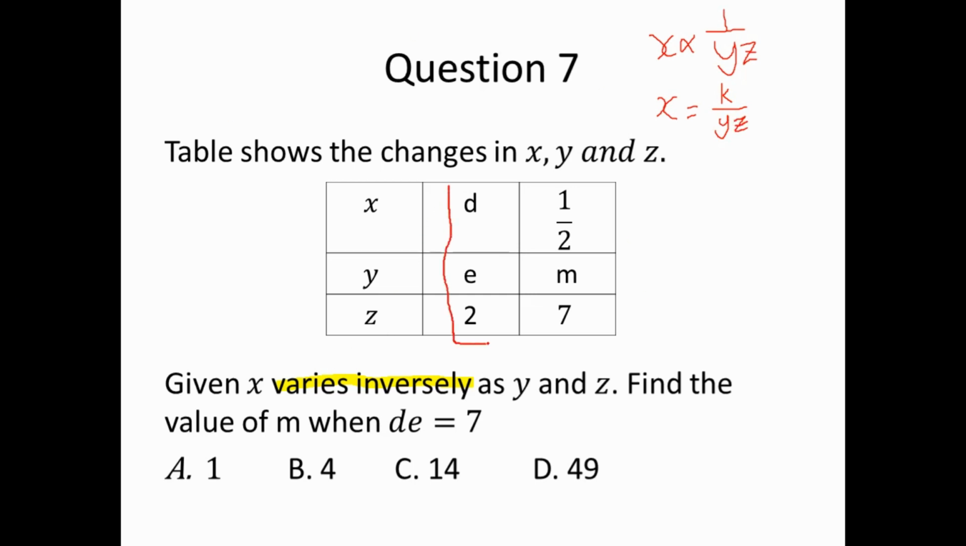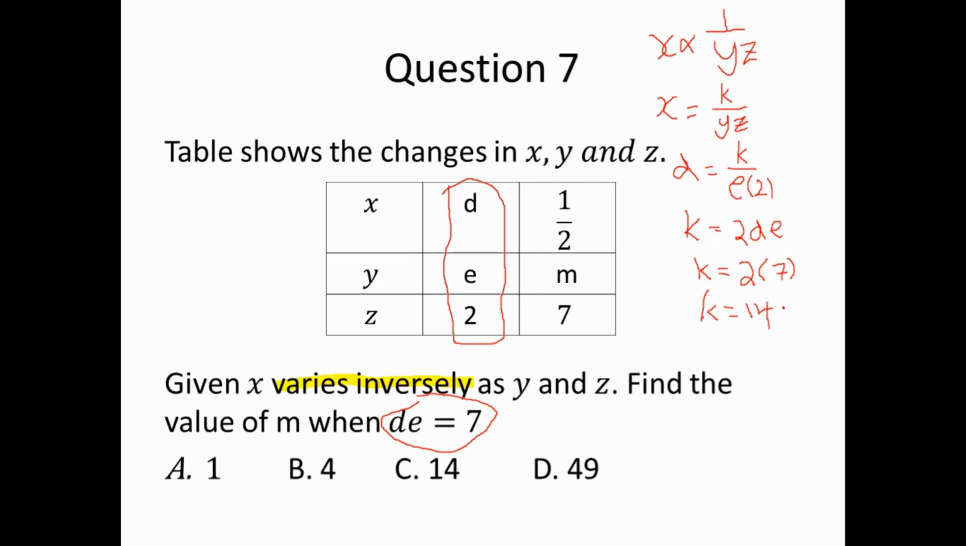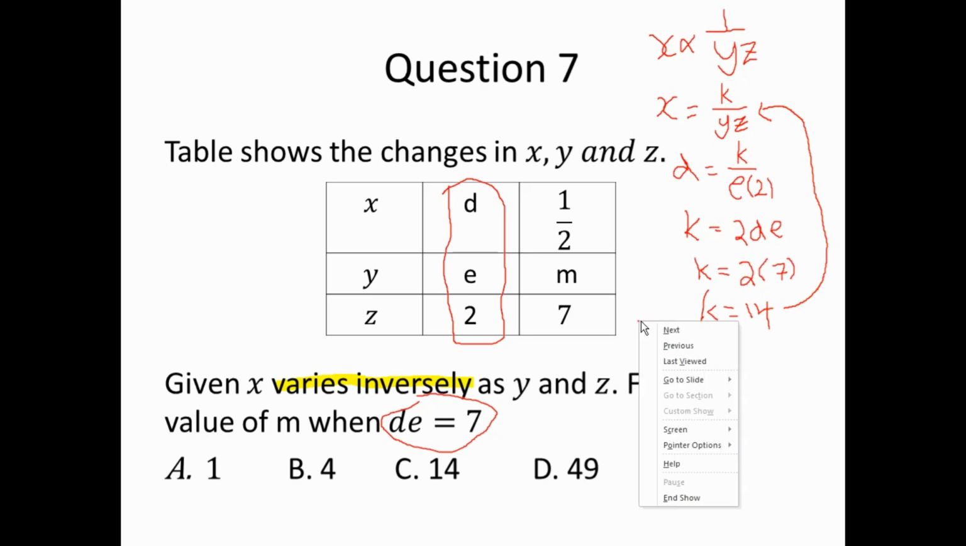So we have to find the value of K. We use the first pair of X, Y, and Z. X equals D, K is unknown, Y is E, and Z is 2. So K equals D multiplied by 2E, so you have 2DE. So K equals 2 times DE, DE equals 7, given from the question. So K equals 14. Now we put back the value of K into this equation, and you will have X equals 14 over YZ.